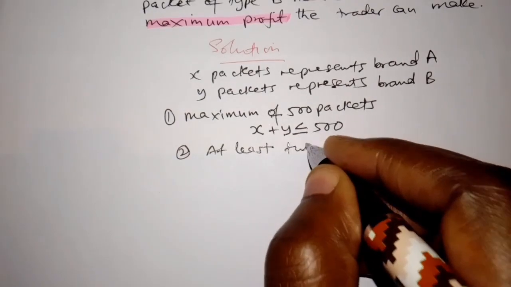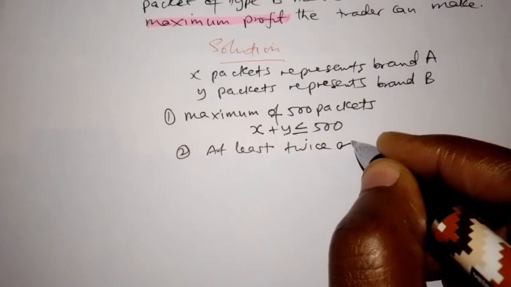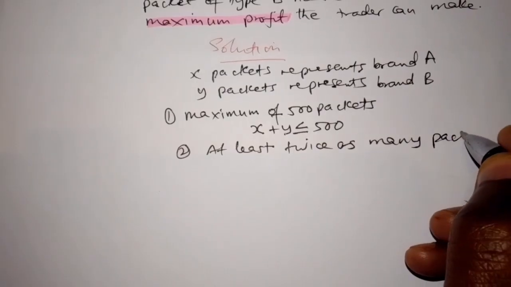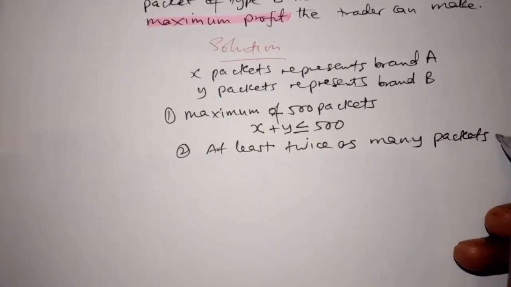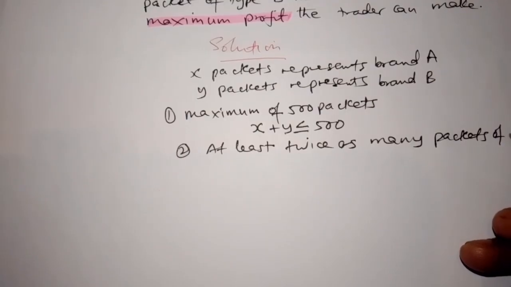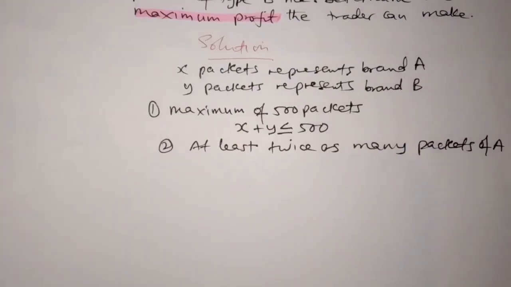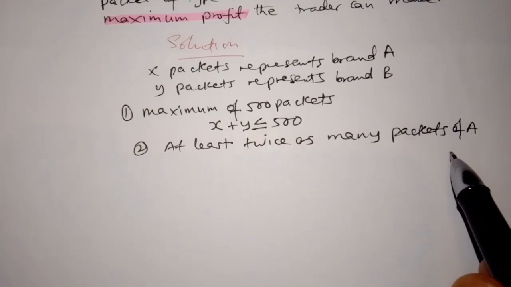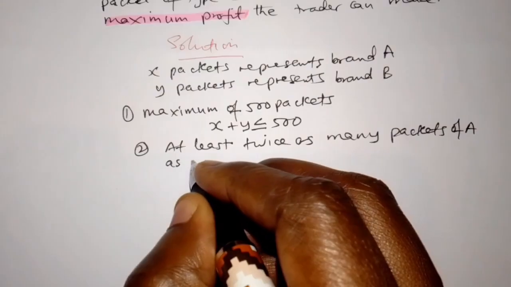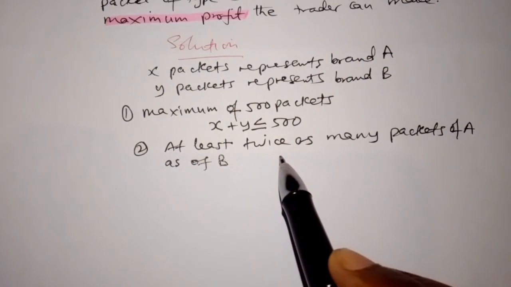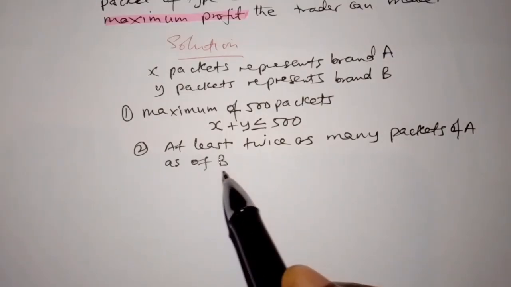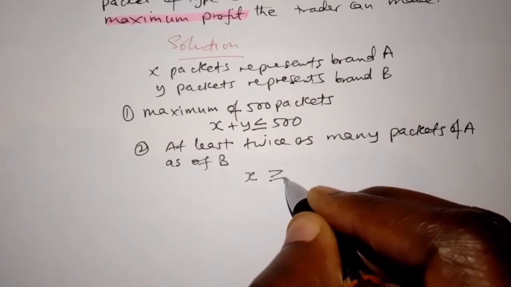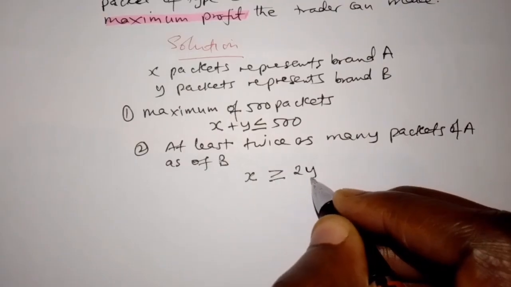At least twice as many packets of A as of B. We can represent this as X is greater or equal to 2Y.